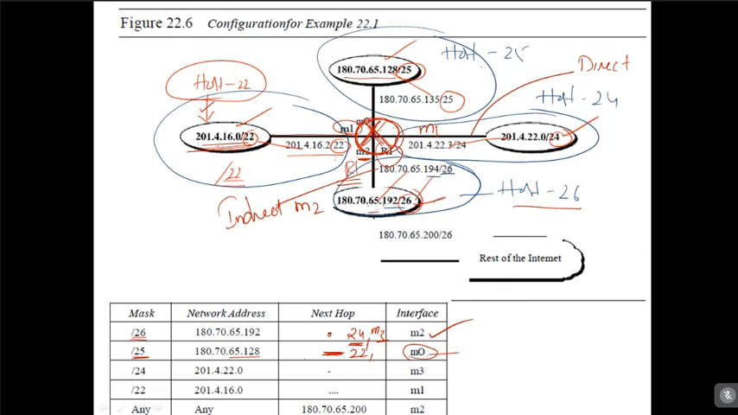M1, sir. Yes okay, right, thank you. So here the router we are having is M1. అంటే ఇప్పుడు we are going to create one routing table at each and every host.